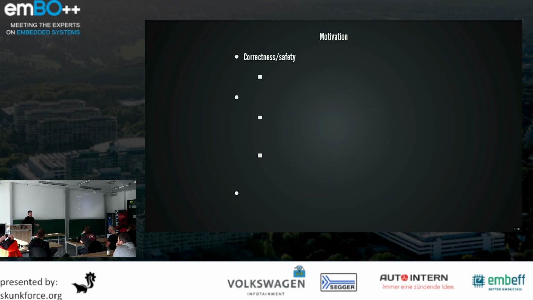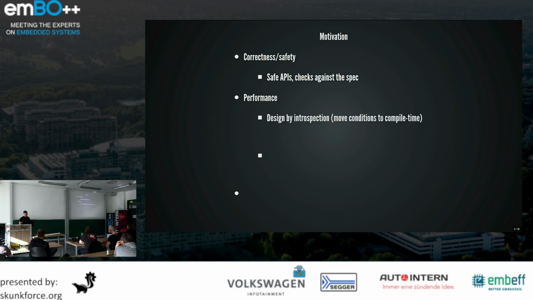Why would we like reflection? There are a lot of use cases for it. One of them is correctness. We can have safe APIs. We can check against the spec. Kind of boring. What I think is the most important is the performance. We can apply things like design by introspection.